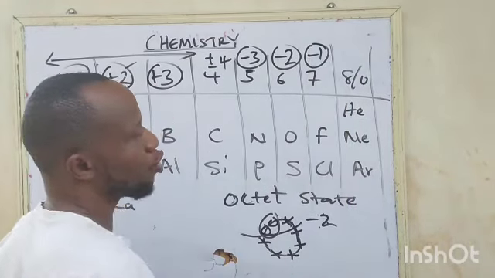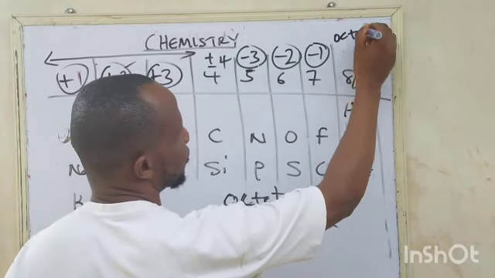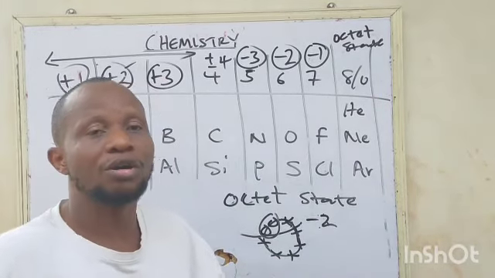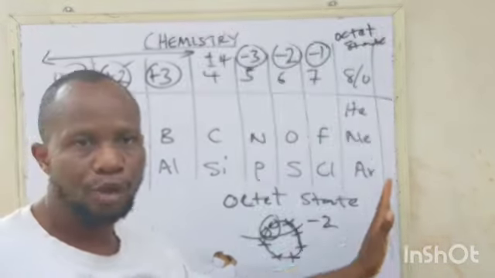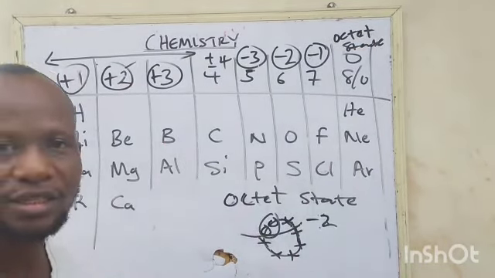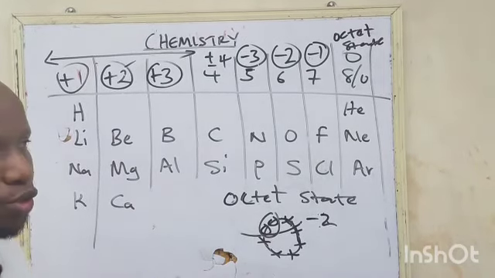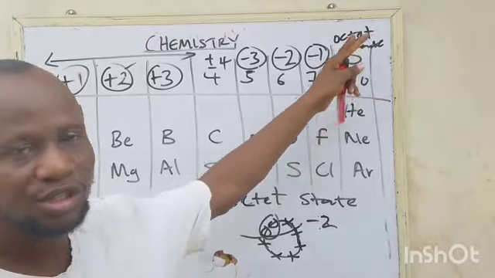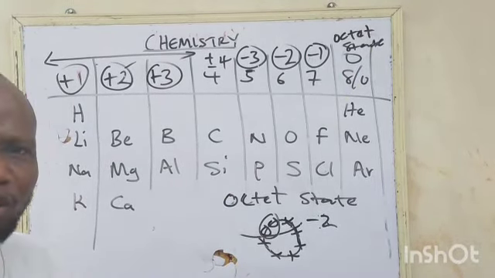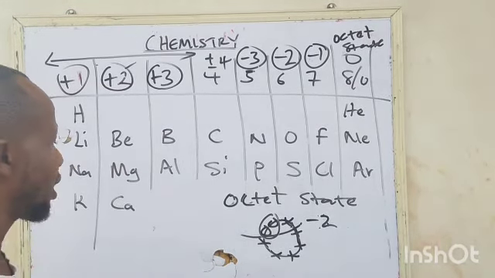So group 8, which is the noble gases, is of course the octet state. It does not need to give out nor receive. It's already filled up. So the oxidation number here is 0. There is no valence electron, there is no oxidation number. It is neutral. So that is that about identifying the oxidation number of elements on the periodic table.